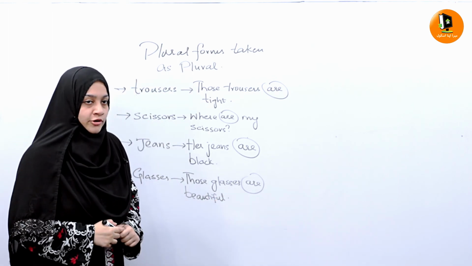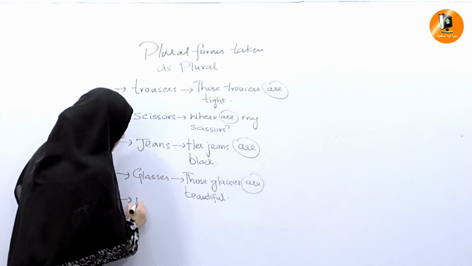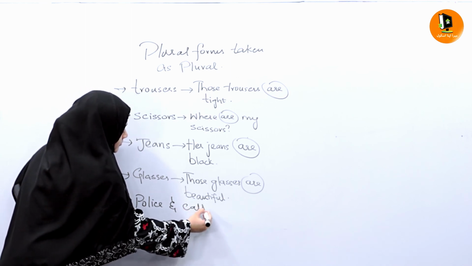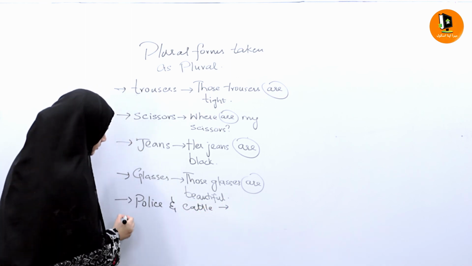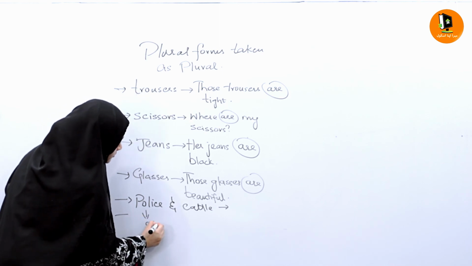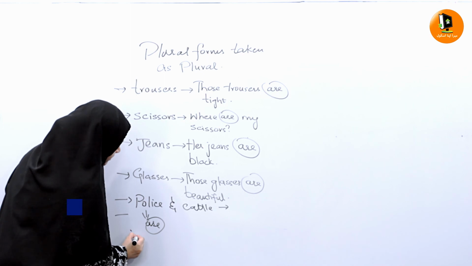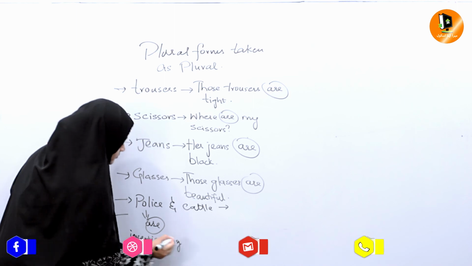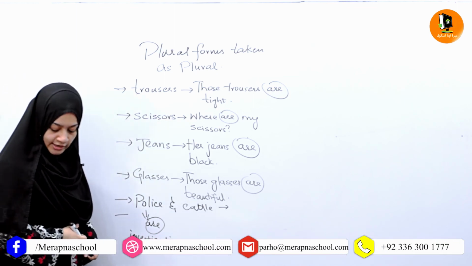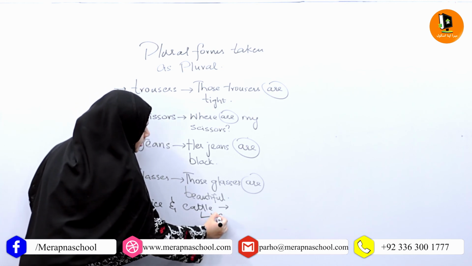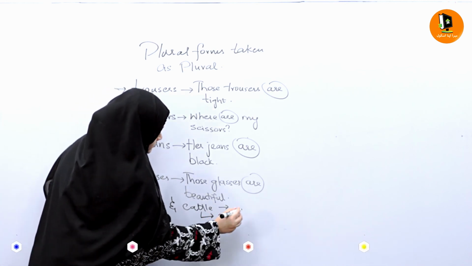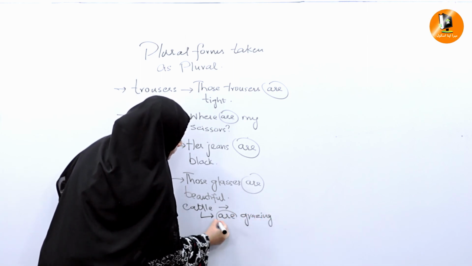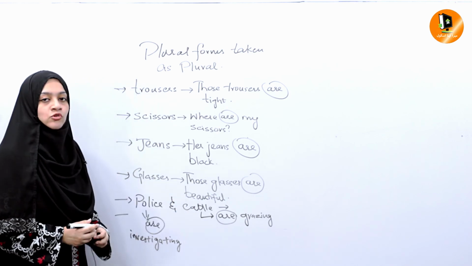Now, let's do two more examples. Police and cattle. Police are investigating and cattle is also taken as plural. Are grazing. So in both the cases I have used are and not is.